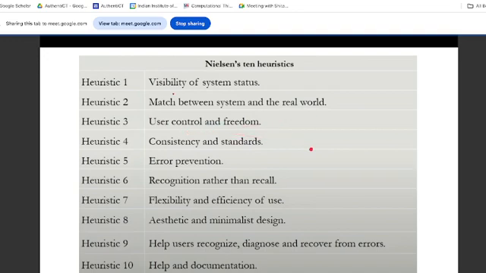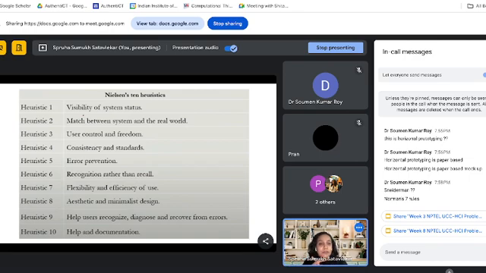Then user control and freedom. Give the user control and freedom, make them able to go back in your system, repeat the task they were initially doing, and undo. Then consistency and standardization should be maintained. Usually we have a cross for close button icons. Usually we have red for errors. So maintain that consistency. Don't make it ambiguous to the user.